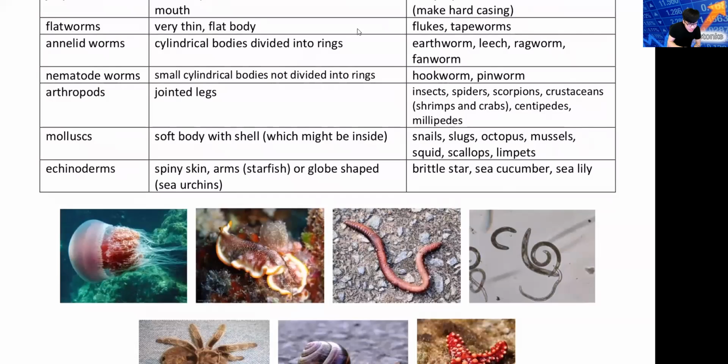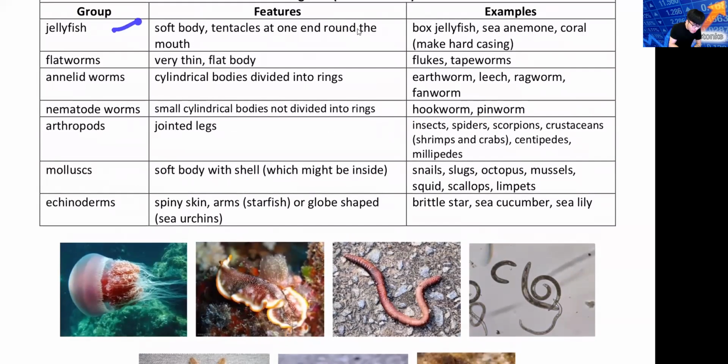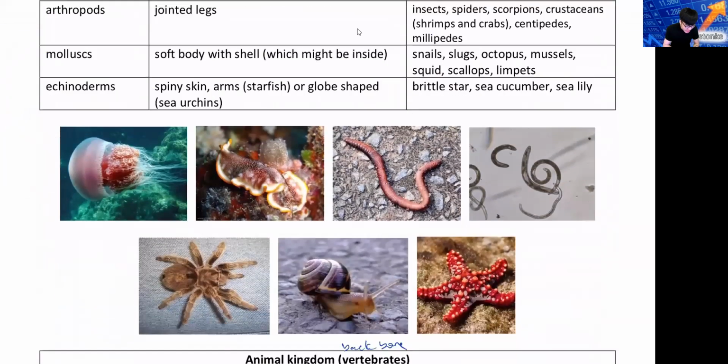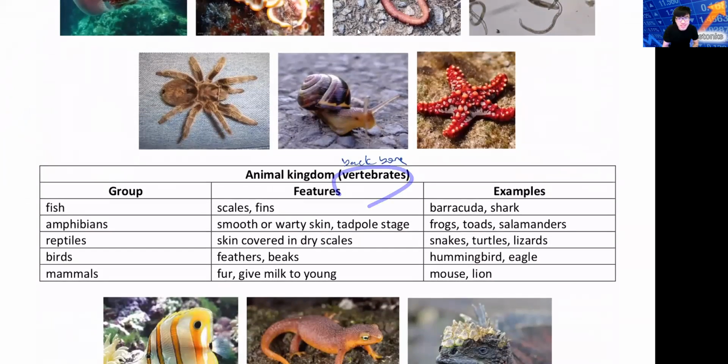Like, let me ask you, have you seen an arthropod before? What is that? Have you seen a nematode worm before? You have never heard of these, but they number in the few hundred thousands of types. That means the invertebrate family is much larger than the vertebrate family. The vertebrate family is actually very small.